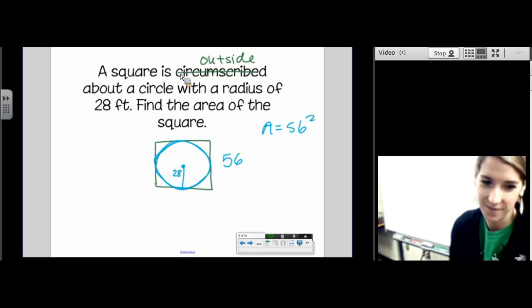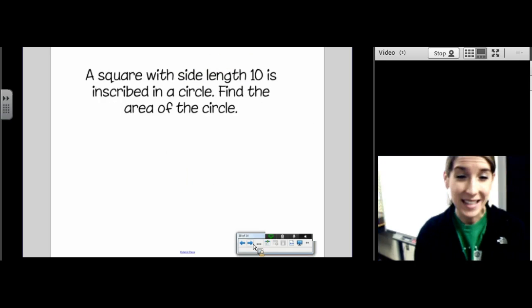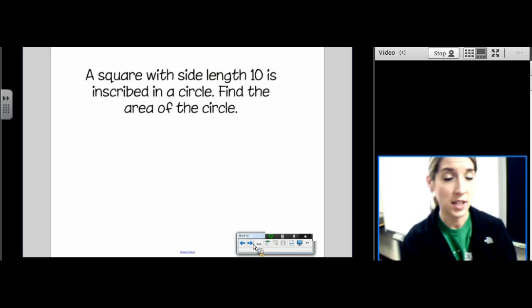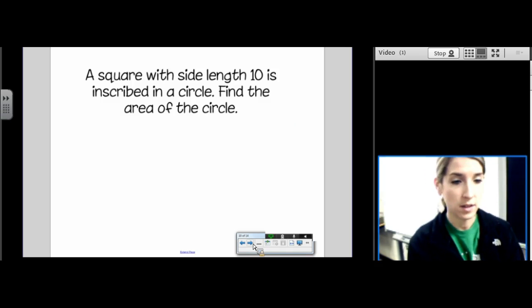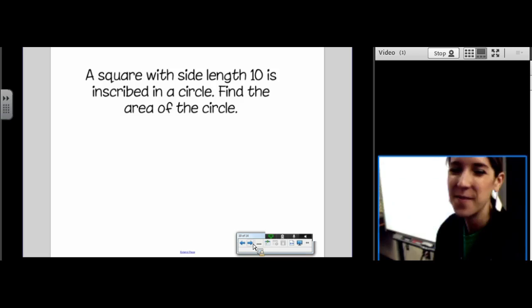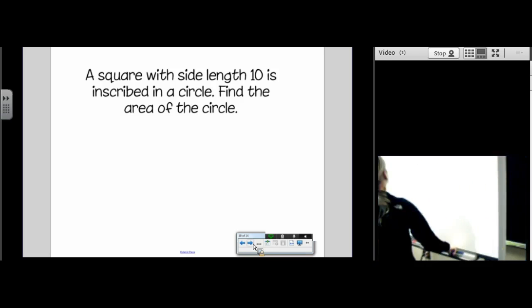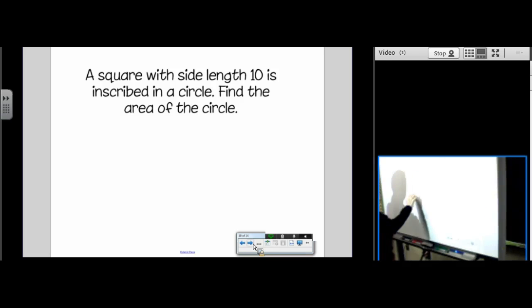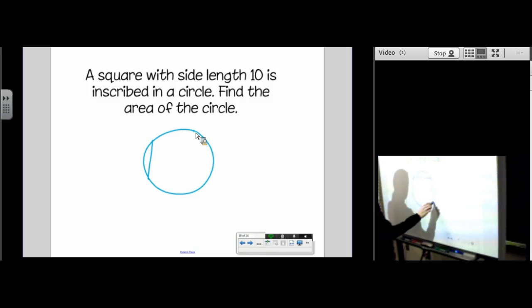Okay, good. A square with side length 10 is inscribed in a circle. Find the area of the circle. Totally different problem. Let's get a picture going. So we have our circle. The square is inside the circle. Oh, mine's going to be a rectangle. Sorry. Mine looks a little more rectangular than it needs to.